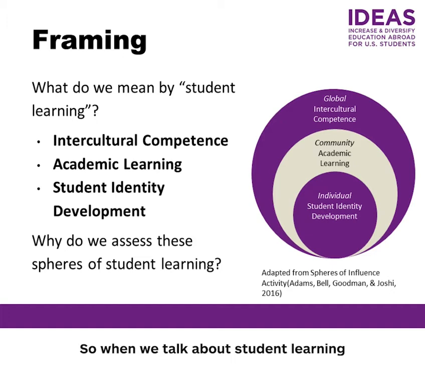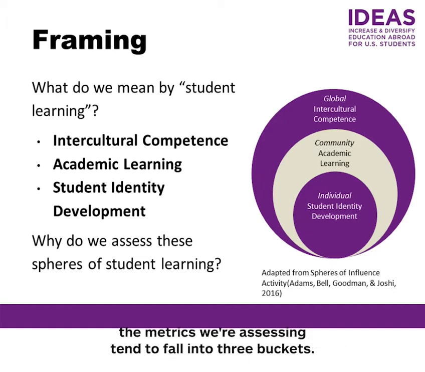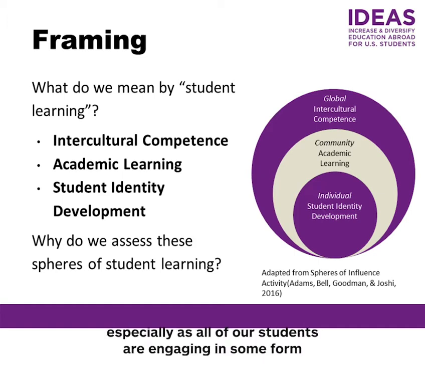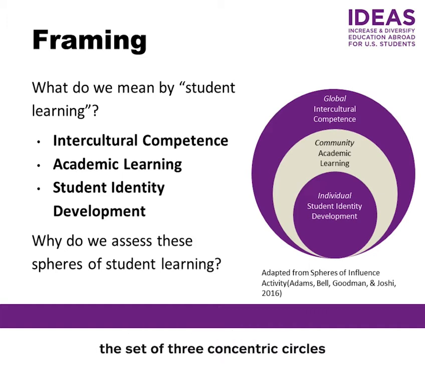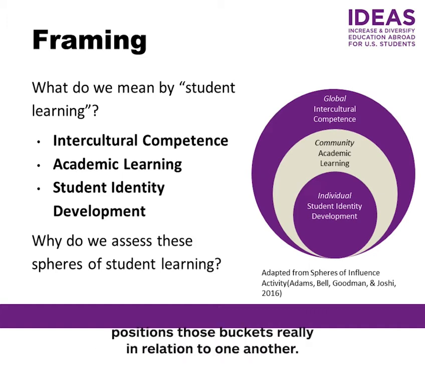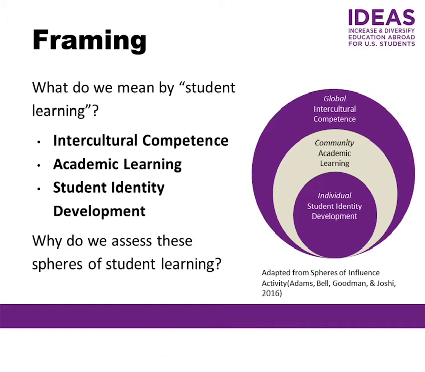When we talk about student learning at the overlap of study abroad and student affairs, student life, the metrics we're assessing tend to fall into three buckets: intercultural competence, academic learning, especially as all of our students are engaging in some form of academic learning during their study abroad programs, and then student identity development, sort of at the core. So the image that you see here, the set of three concentric circles, positions those buckets in relation to one another. This graphic is an adaptation of a Spheres of Influence activity from the authors of Teaching for Diversity and Social Justice, and helps us see a few key things.